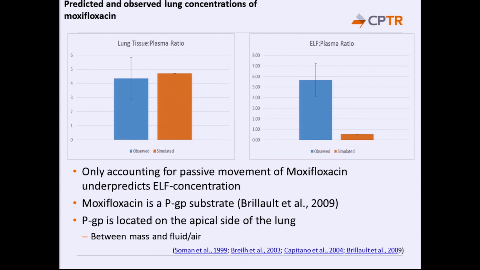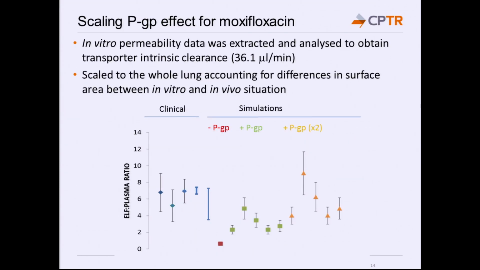We know actually that it's transported by P-gp, and the P-gp is located on the apical surface of the lung, so it will move drug from the lung tissue into the epithelial lining fluid. Therefore, if you account for the effect of P-gp, you should be able to get improved predictions of the epithelial lining fluid concentrations for the compound.